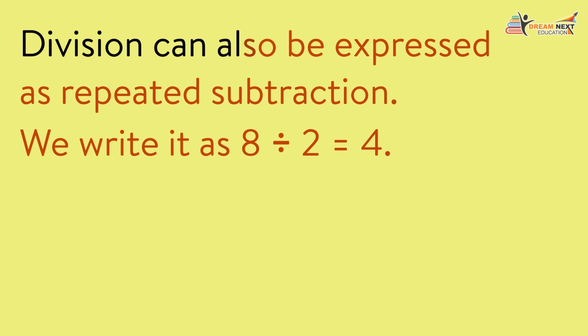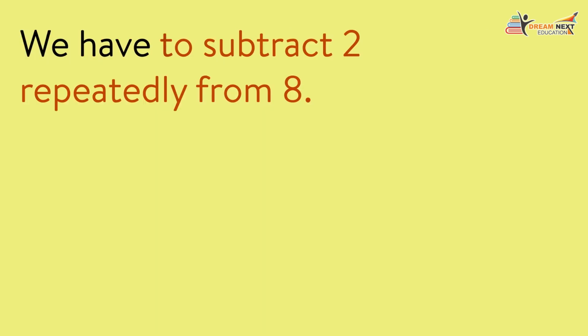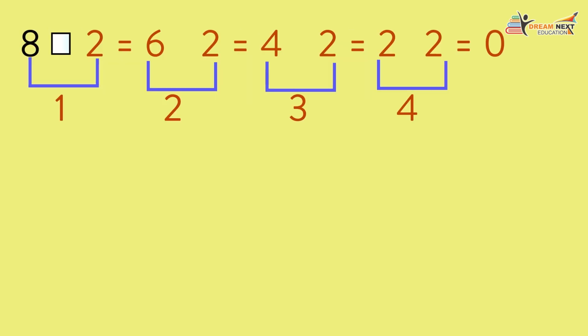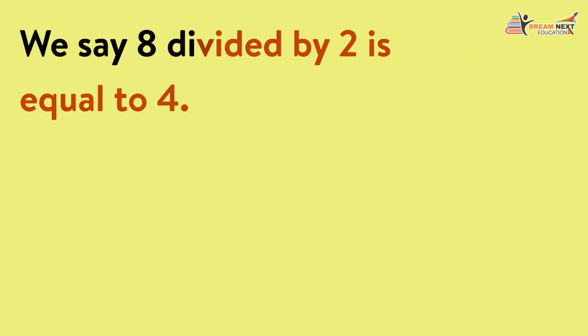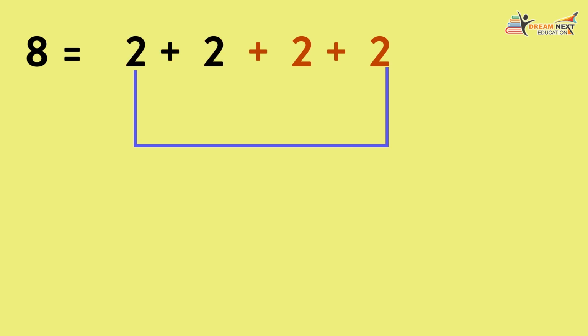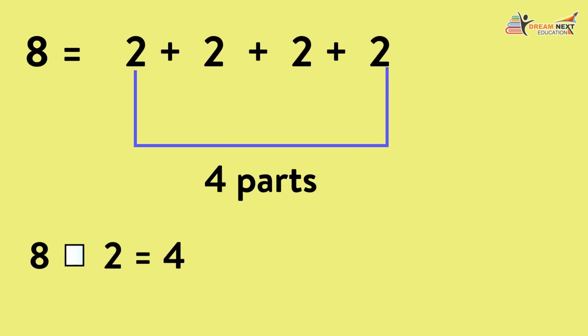Division can also be expressed as repeated subtraction. We write it as 8 divided by 2 is equal to 4. We have to subtract 2 repeatedly from 8. 8 minus 2 is equal to 6 minus 2 is equal to 4 minus 2 is equal to 2 minus 2 is equal to 0. We say 8 divided by 2 is equal to 4. 8 is equal to 2 plus 2 plus 2 plus 2, 4 parts. 8 divided by 2 is equal to 4.